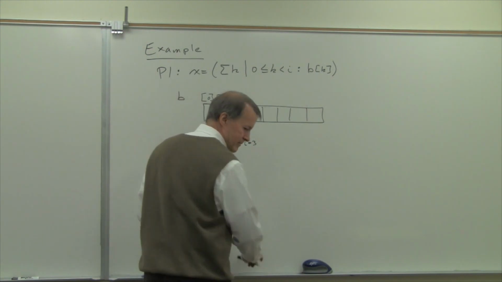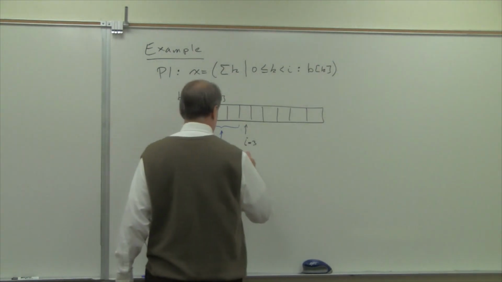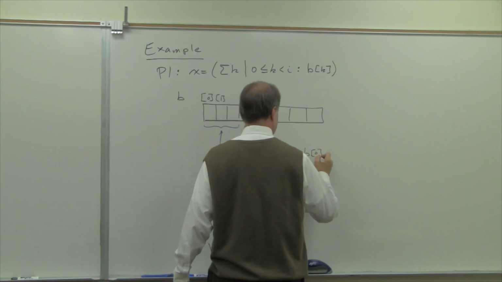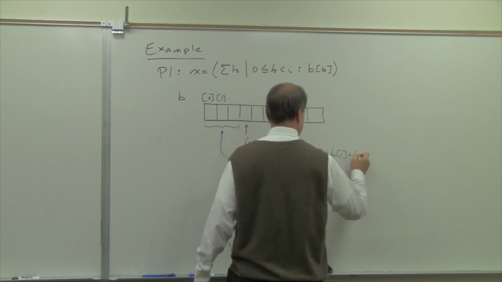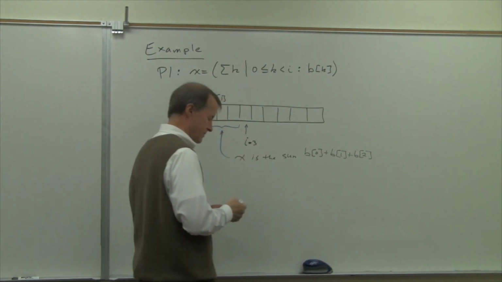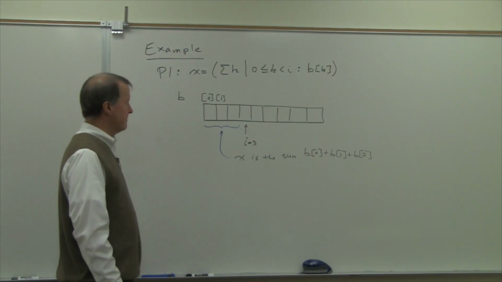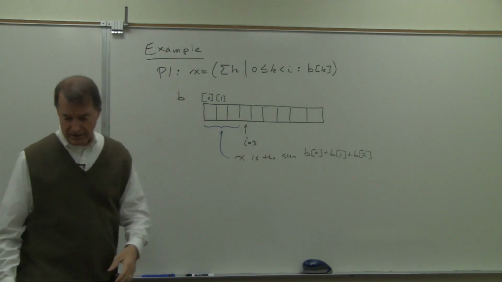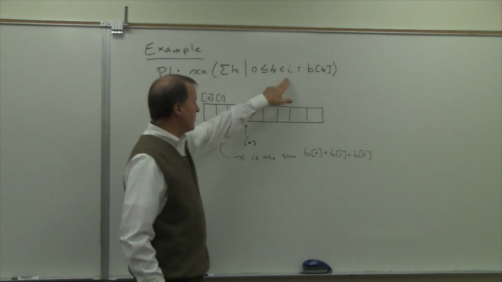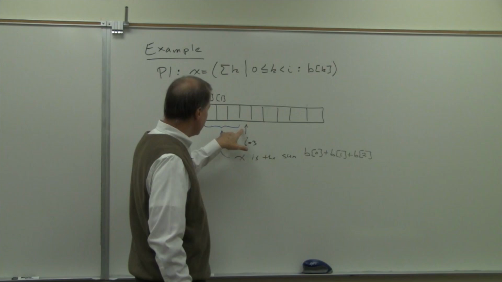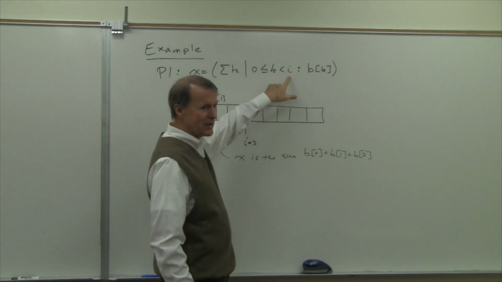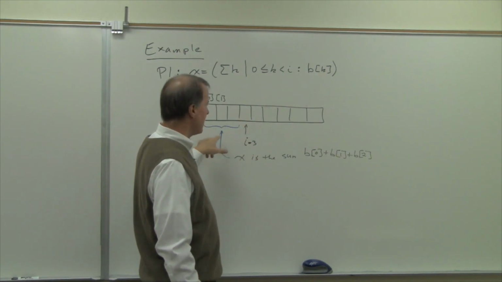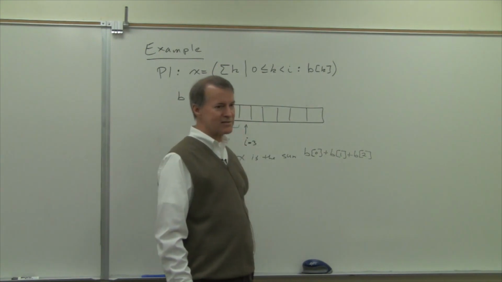So what we're saying then is that x is the sum b sub 0 plus b sub 1 plus b sub 2, right? Are you with me? That's what x is by this definition. So i is the index. i is a free variable, the meaning of which is that x is the sum of b sub 0 up to b sub i minus 1. That's what i is.